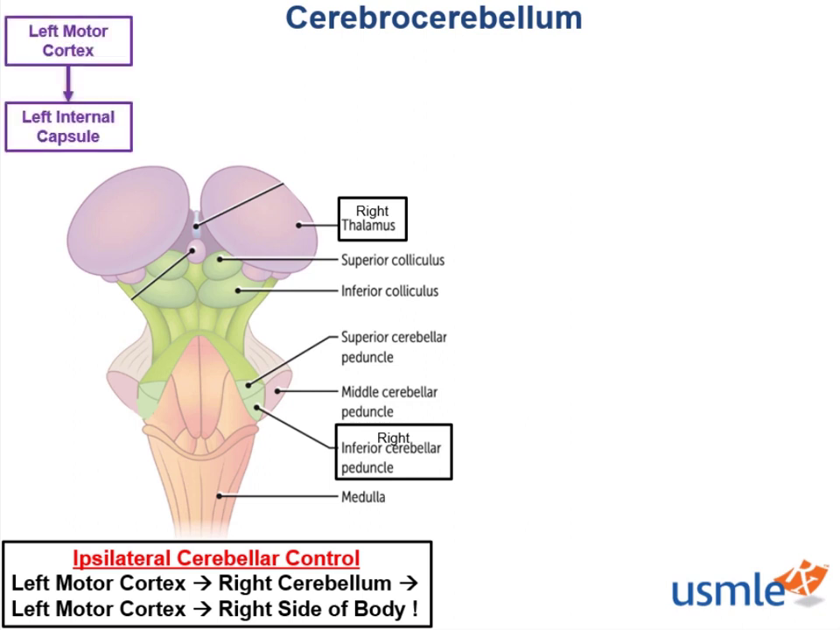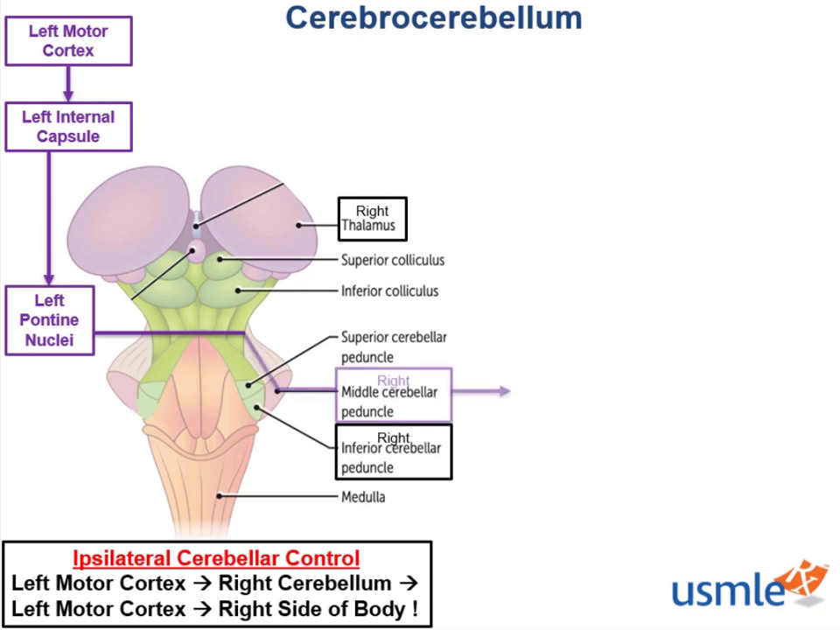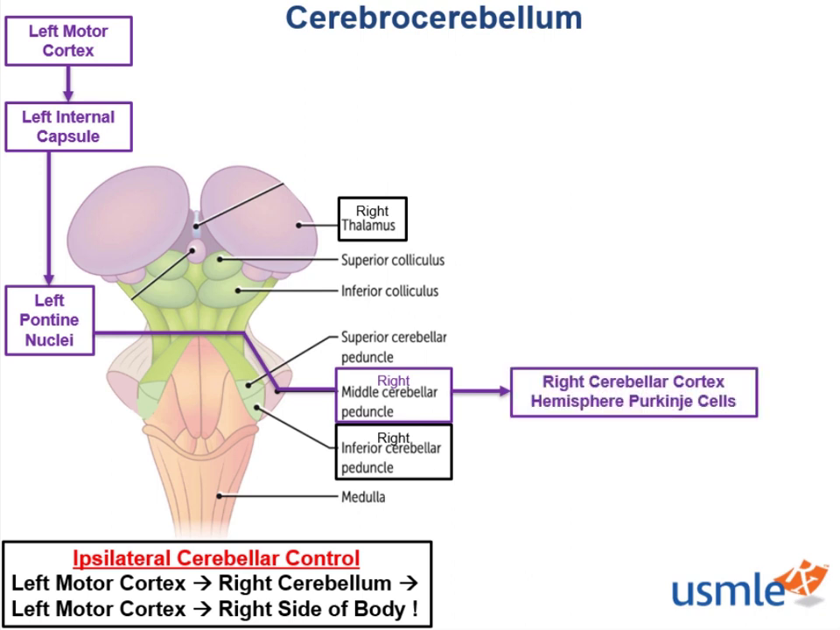Let me show you. The left motor cortex projects via the left internal capsule to the left pontine nuclei. Fibers from the left pontine nuclei cross over to the right side of the pons to enter the right middle cerebellar peduncle, which communicates, via mossy fibers for example, with the right cerebellar cortex. Specifically, the right cerebellar hemisphere's Purkinje cells project to the right dentate nuclei. Also, the fibers from the right middle cerebellar peduncle communicate directly with the right dentate nuclei.